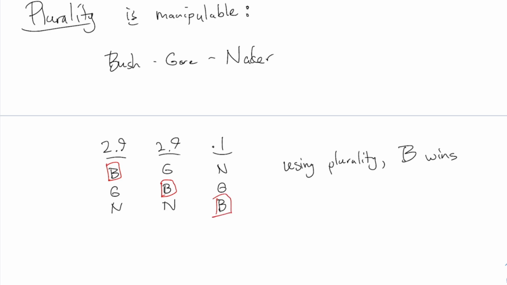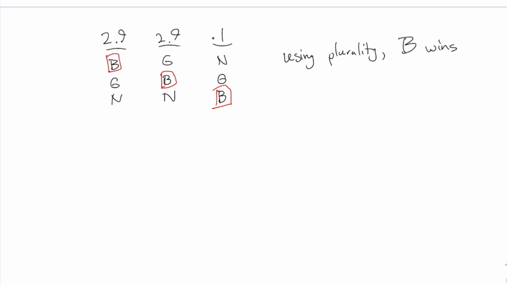But actually, some of these voters could have changed their vote in a way which actually led to a better outcome in their own opinion. Does anybody see some of these voters could have actually voted differently in a way which leads to a better outcome? I don't mean better in reality, I just mean in their own opinion it would have been better. Any ideas?